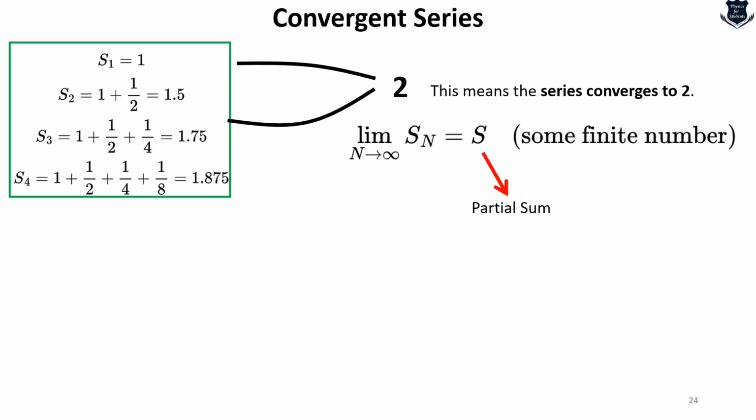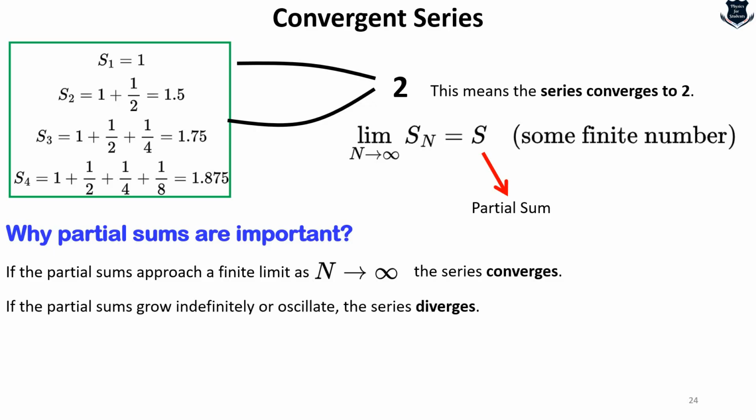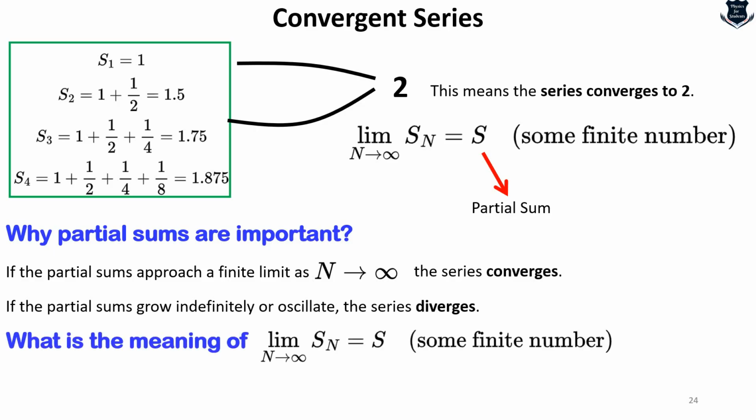Now, so this is the partial sum. Now, why are partial sums important? Obviously, it is important because if the partial sums approach a finite number as n tends towards infinity, that means the series converges. And if the partial sums actually grow larger, or oscillate, which we will see, what do we mean by oscillating? I will come to that. The series diverges. So what is the meaning of this one? Limit n tending towards infinity and Sn equals some number.